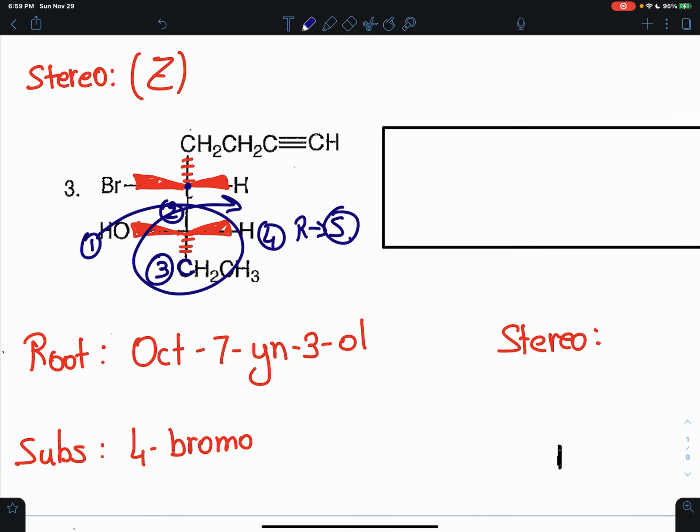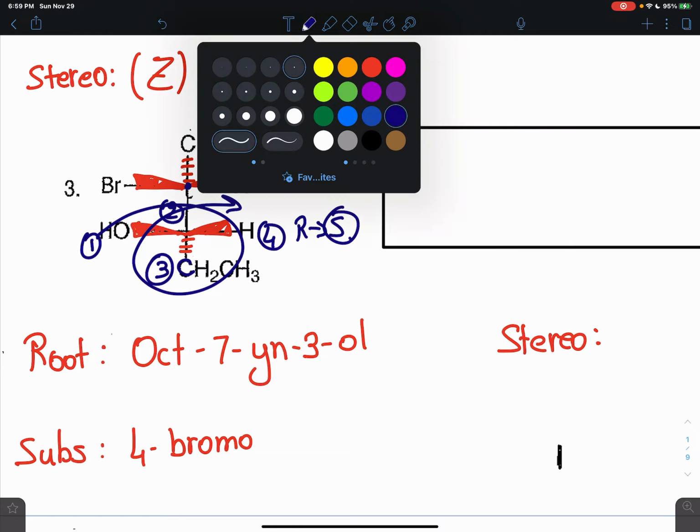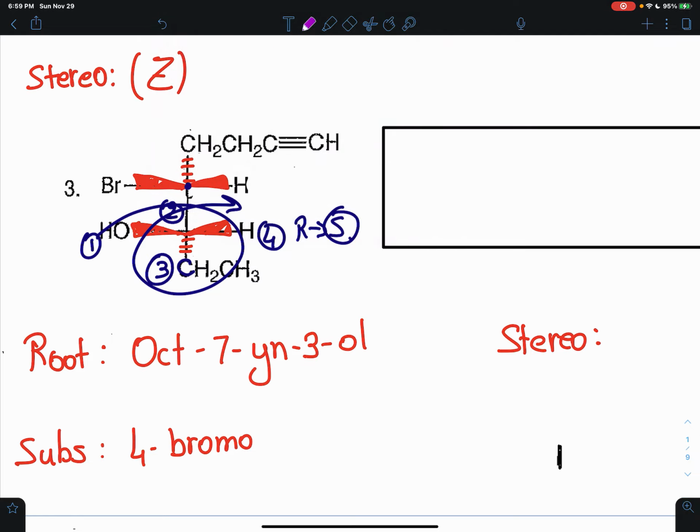Now let's look at the upper one. Which one will have the biggest group is going to be Br, right? Because bromine is one of the biggest halides. So let me use a different color here. Let me use purple. First things first, the biggest group, as we said, is going to be Br, right? And then the lowest group is going to be obviously hydrogen. So that's going to be my number 4.